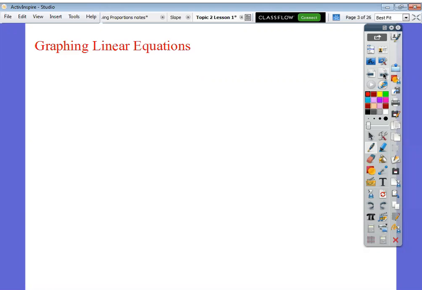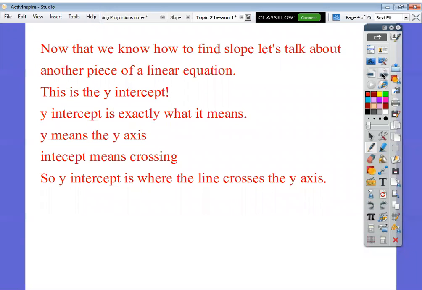Equations. This is super, super, super awesome. My favorite time of the year. All right, so now, yesterday we learned how to find slope, right? Well, let's talk about another piece of a linear equation.